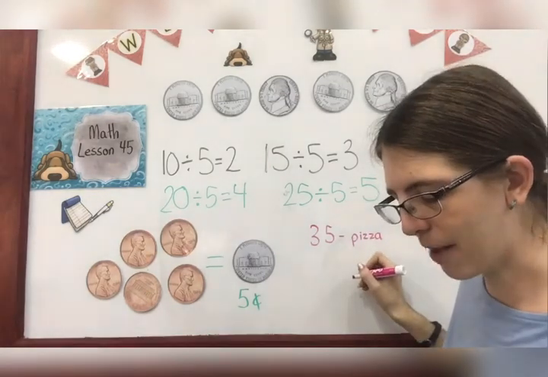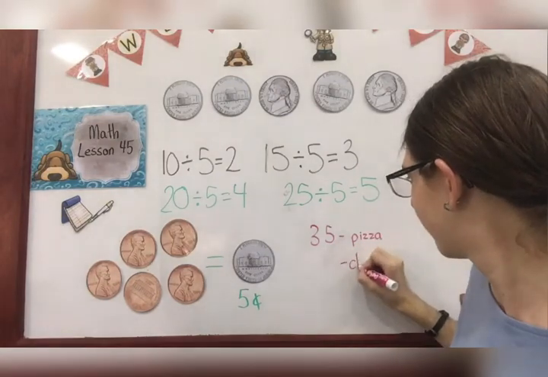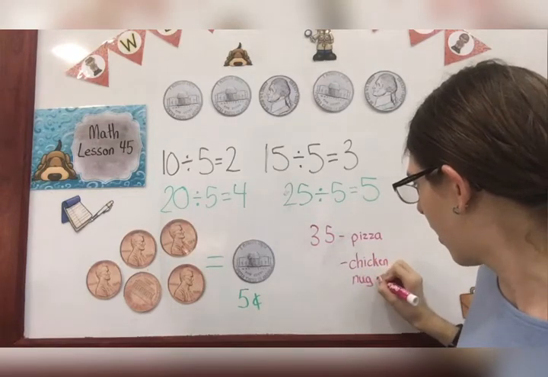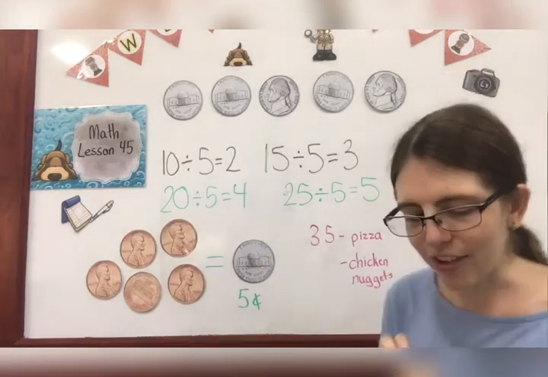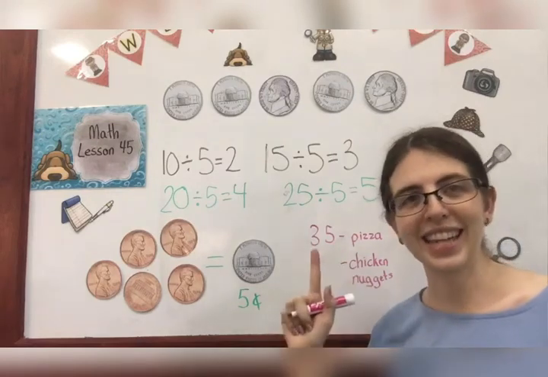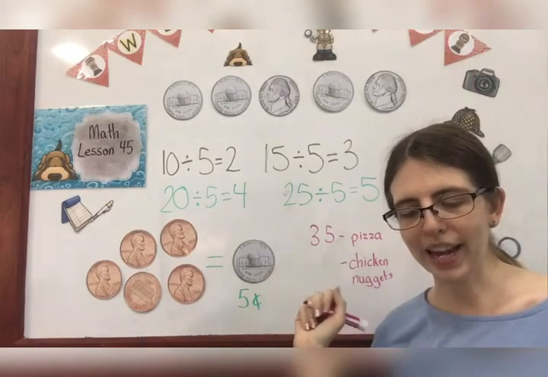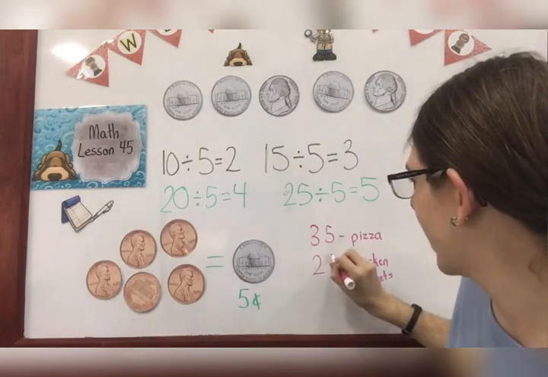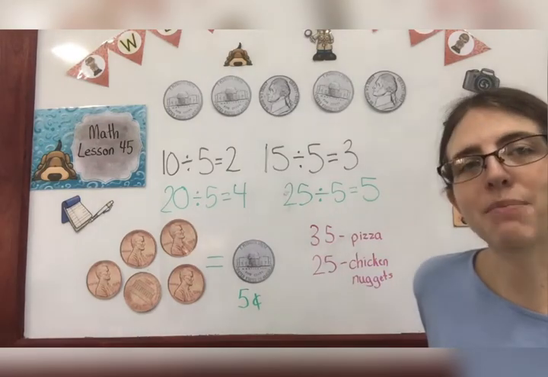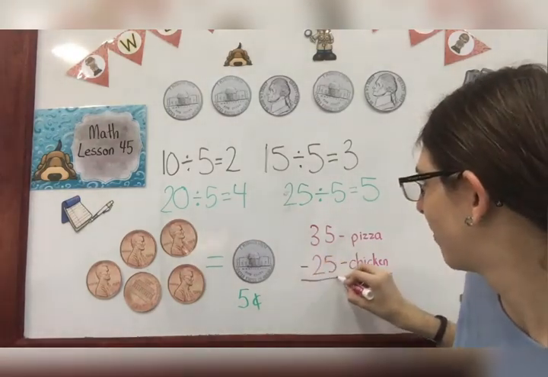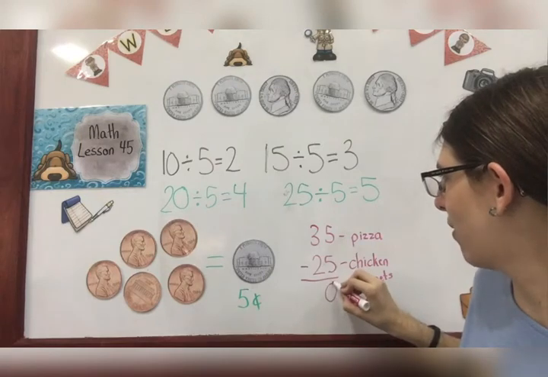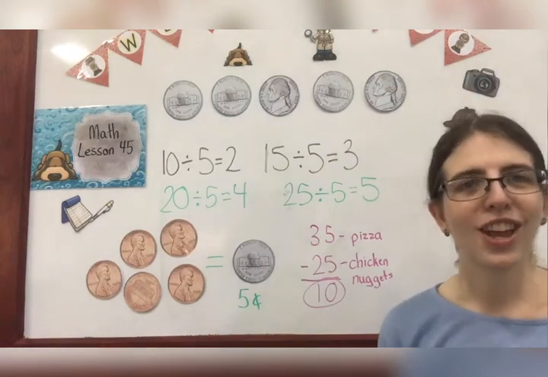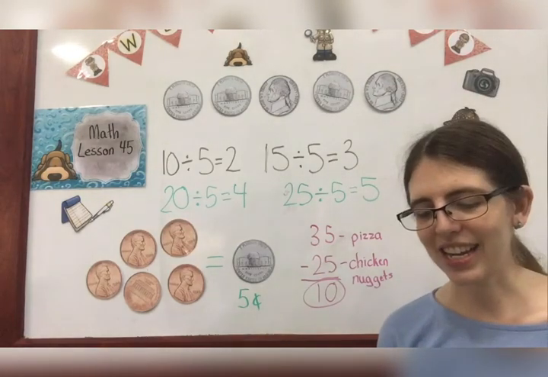Now let's find out how many chose chicken nuggets. Okay, let's count them together. Ready? 5, 10, 15, 20, 25. So 25 for chicken nuggets. To find out how many more, we're going to subtract. 5 minus 5 is 0. 3 minus 2 is 1. So 10 more students chose pizza than chicken nuggets.